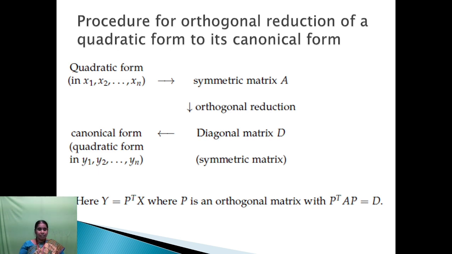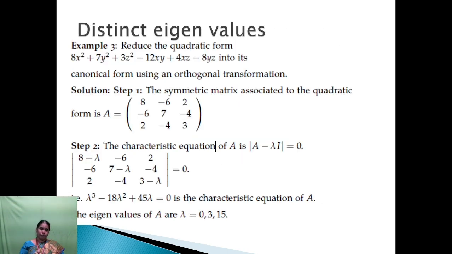Hence, here we take Y as P transpose X, where P is an orthogonal matrix with P transpose AP taken as D. This is the procedure for orthogonal reduction of a quadratic form to its canonical form. Now, I am giving you some examples to identify how to reduce our quadratic form to the canonical form.